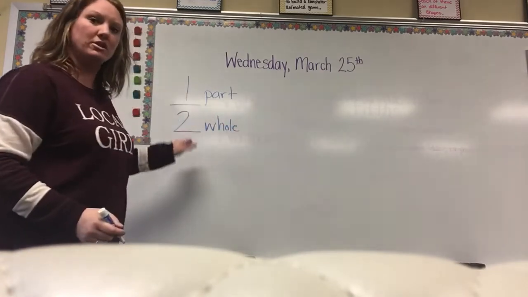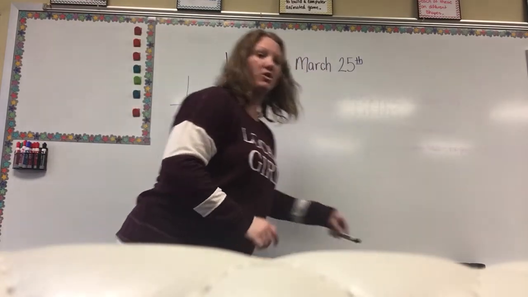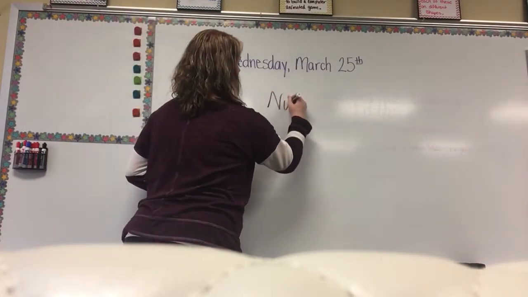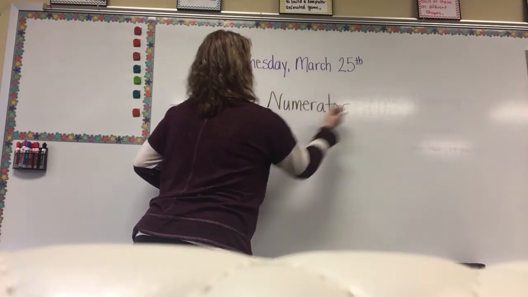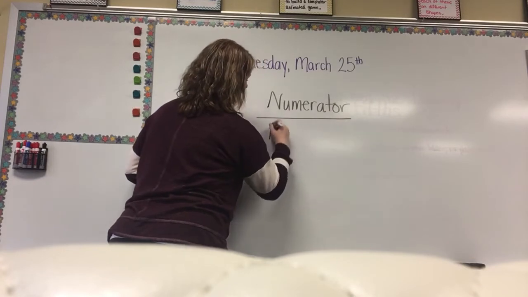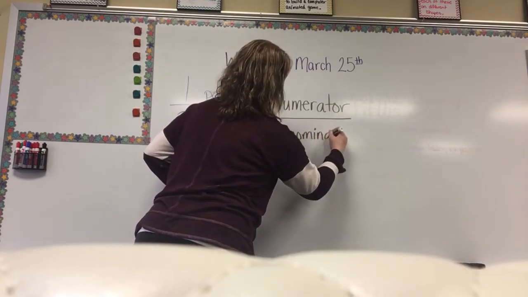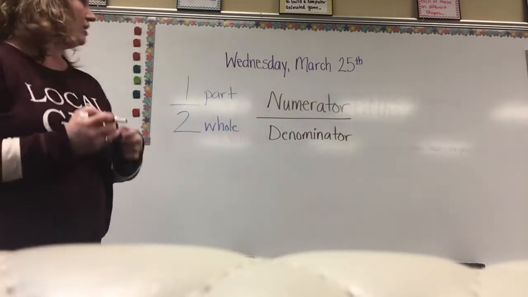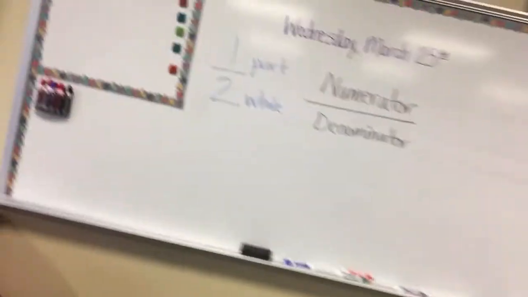These parts and these wholes have a very specific name. The top number is known as the numerator. It's the number, the numerator. And the bottom number is known as the denominator. Kind of a hard word to say, denominator, okay? So the top number is the numerator or the number. The bottom number is the denominator. I'm going to take you a little closer so you guys can see this.